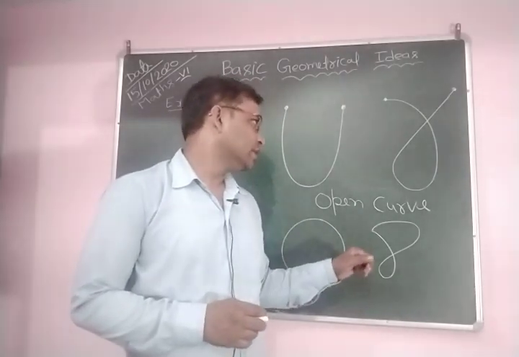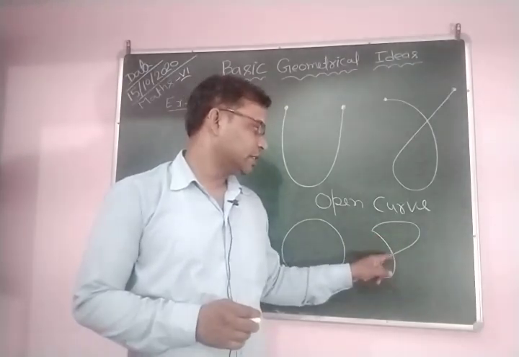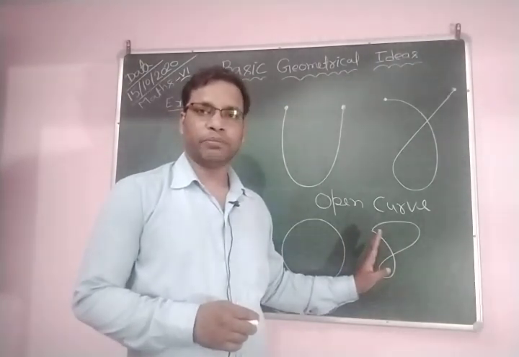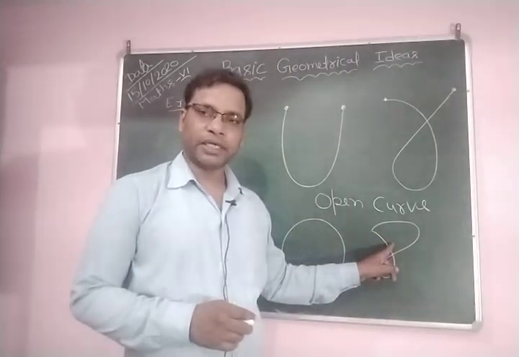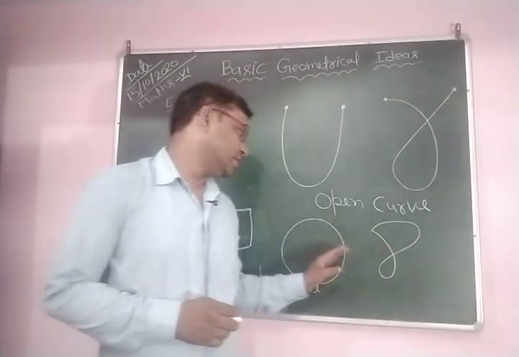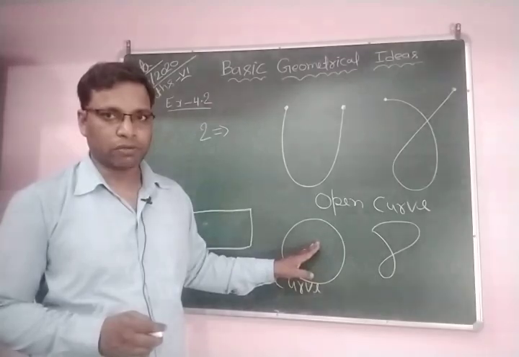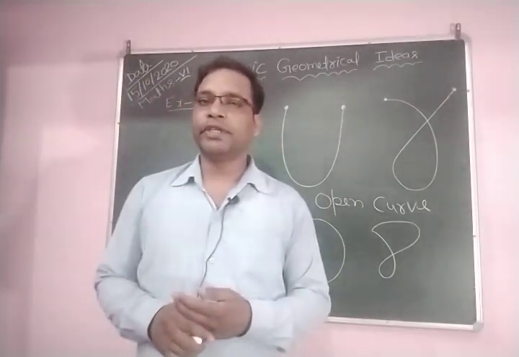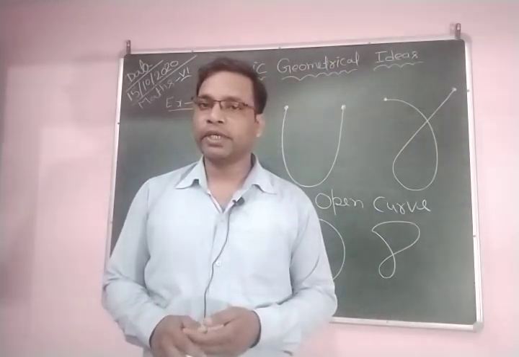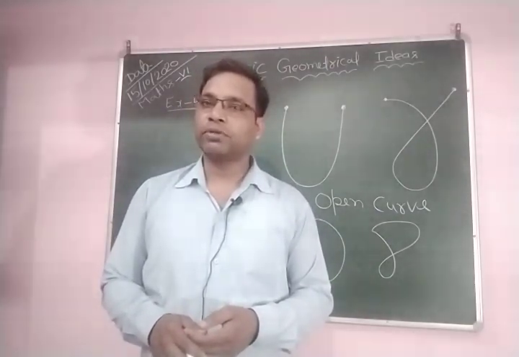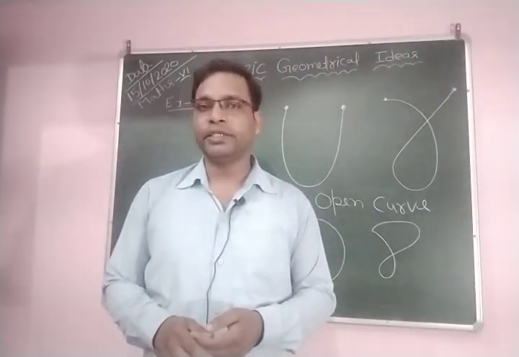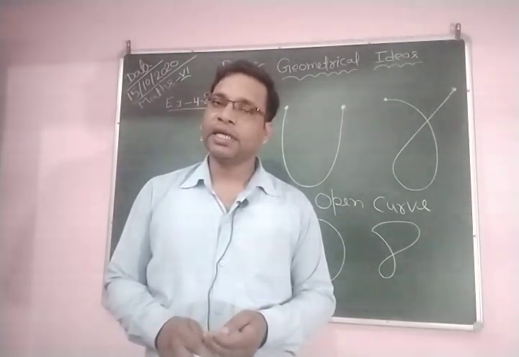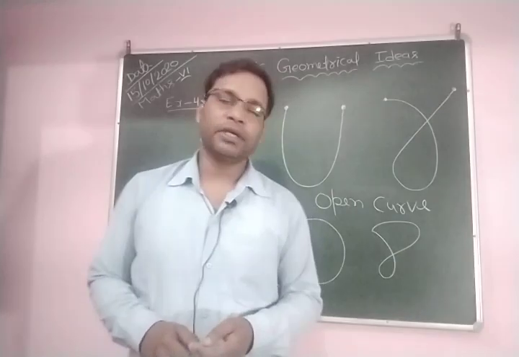So you can see this curve crosses itself at a point. This is a closed curve but not a simple closed curve. This one is a simple closed curve, but it is not a polygon, because according to the definition, what is a polygon? A simple closed curve entirely made by line segments. This is called a polygon.